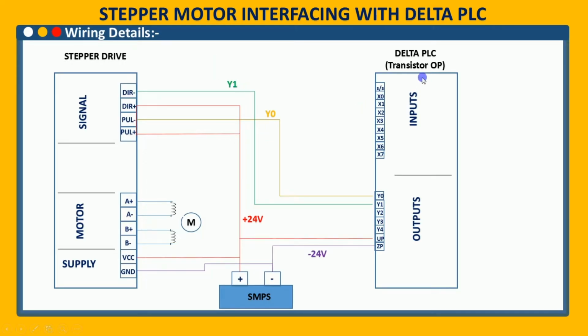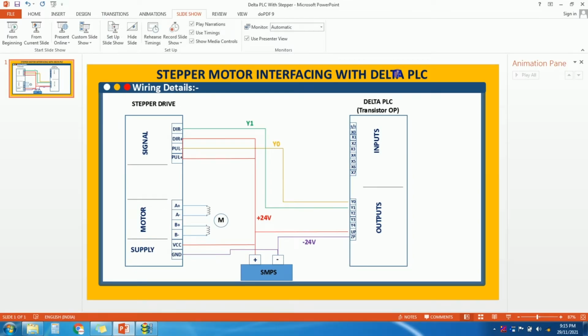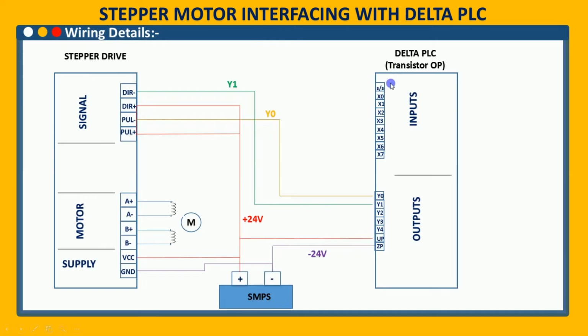You can see here this is the Delta PLC. For any kind of stepper programming or servo programming, we need a transistor output PLC. So I have selected a transistor output PLC here. This is the SMPS, which will provide us 24 volt DC. This plus 24 volt needs to connect to direction plus and pulse plus.